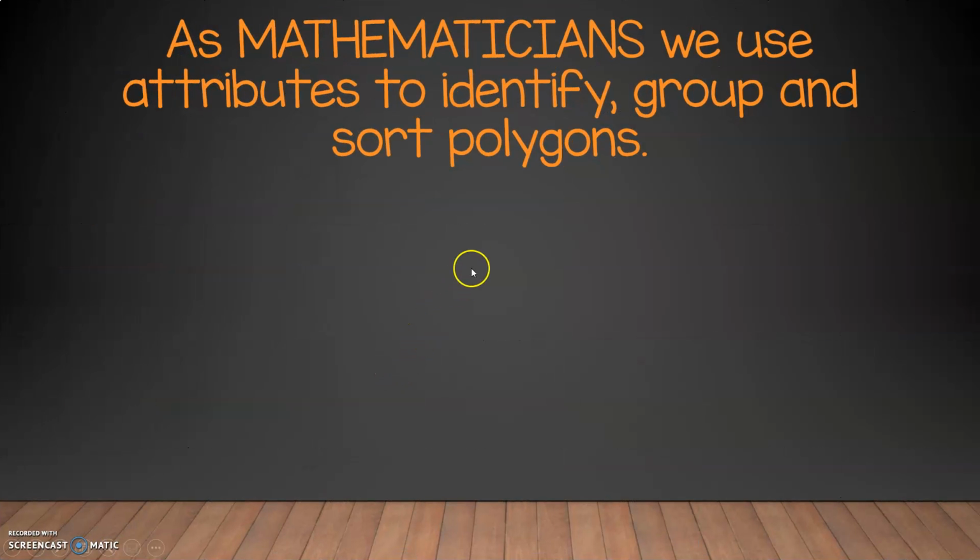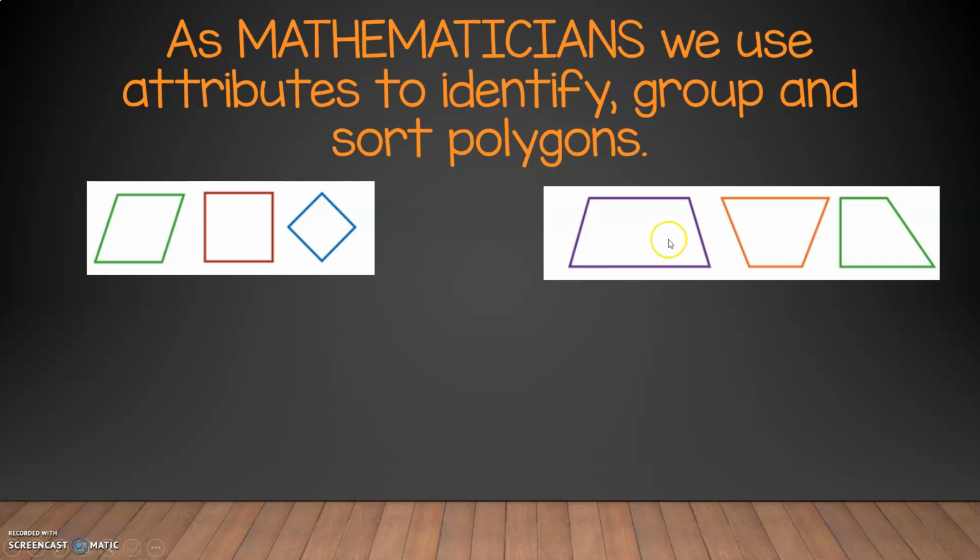So as mathematicians, we use our attributes, there's that word, to identify, group, and sort polygons. Let's take a look at these two groups of shapes. What do they have in common? We'll call this group 1, and we'll call this group 2. You're right, group 1 and group 2 all have 4 sides. When I look at them, I can tell that that is what they have in common or the same. Everyone in group 1 has 4 sides, and every shape in group 2 has 4 sides.